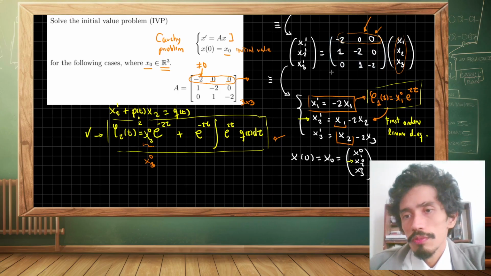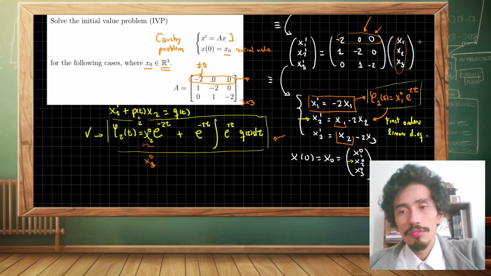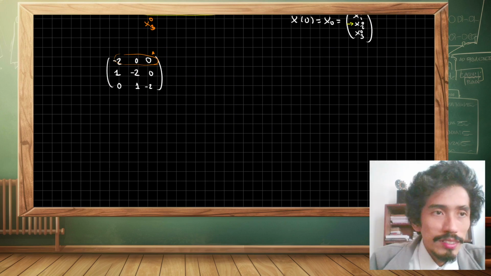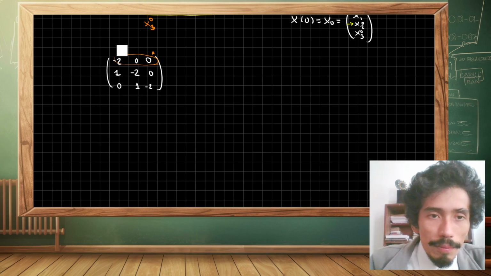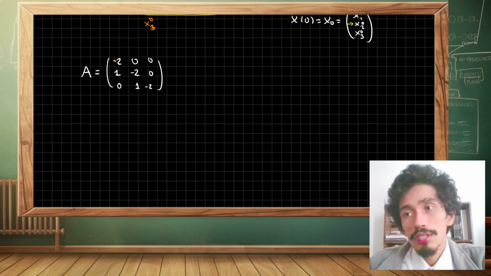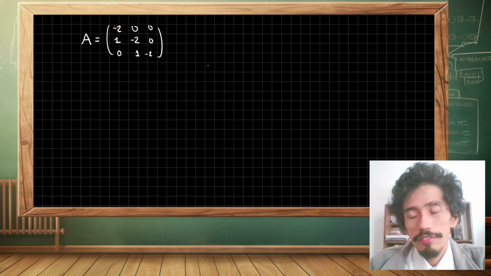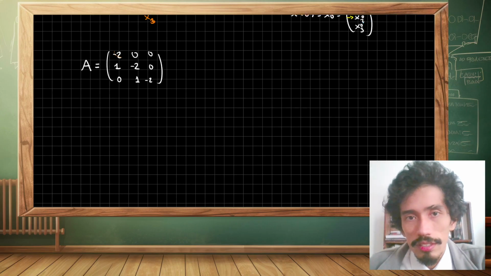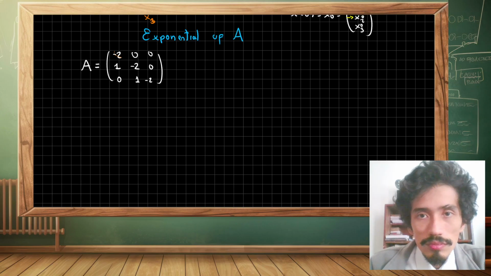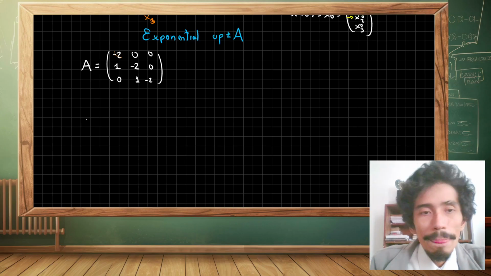In order to apply this technique, the first step is to analyze the eigenvalues of the matrix. So let me copy the matrix here. So the matrix A is equal to this. We will go through some properties of the exponential of a matrix that will help us to do these calculations. Well, it's this. All right.